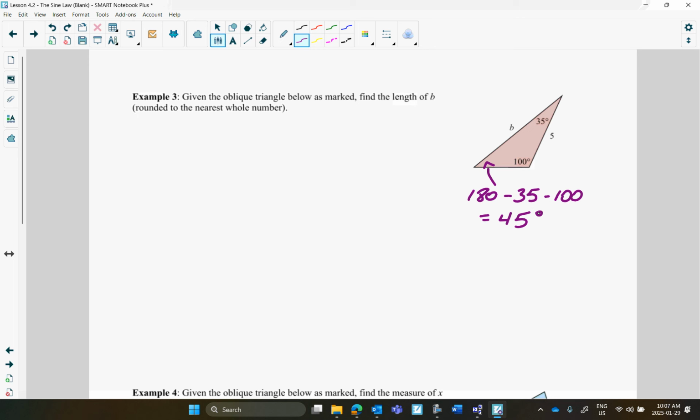So therefore, I always like to start with the unknown first. Little b over what? Sine 100 degrees is equal to 5 over sine 45 degrees. See if you can finish it from there.